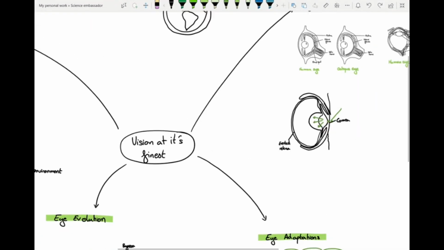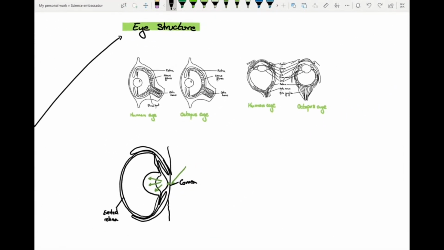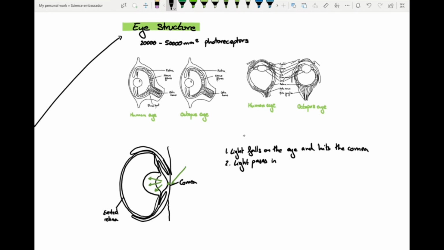The octopus eyes have adapted in many ways to suit a specific environment. The octopus eye contains 20,000 to 50,000 millimeters squared of photoreceptors, which allows a greater vision span. Light falls on the eye and hits the cornea, which is a very fragile structure of the eye. Next, light passes through the anterior chamber inside the everted octopus eye. The light is then refracted into the eye.